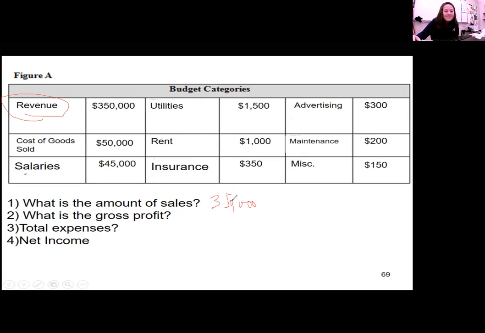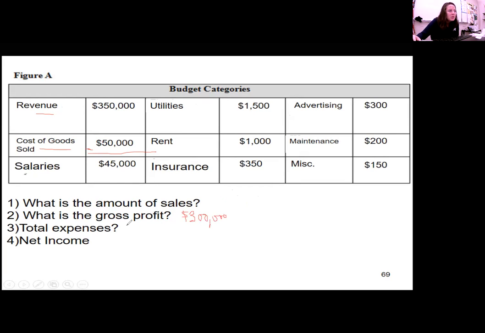Forgot my zero. All right, gross profit. Remember, gross profit, that was your revenue minus your cost of goods sold. So 350,000 minus 50,000 would give you $300,000 for your gross profit.